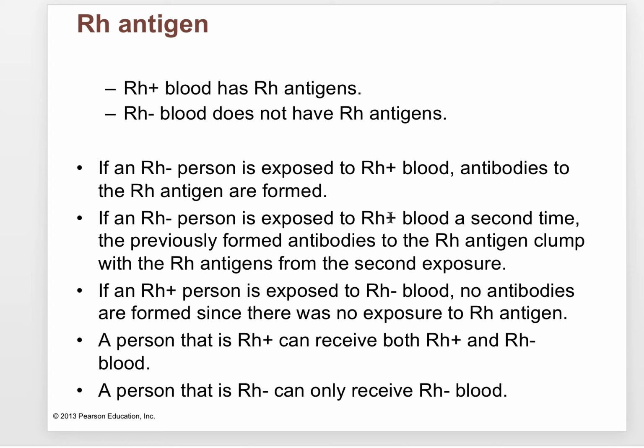I'm talking about A and B blood and AB blood, but when you get your blood type, it's usually AB positive or AB negative. Well, there's a positive and negative. The positive negative refers to the Rh antigen or Rh factor. Rh positive blood has Rh antigens. Rh negative blood does not have Rh antigens.